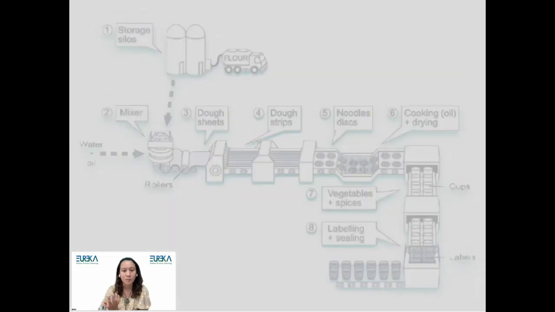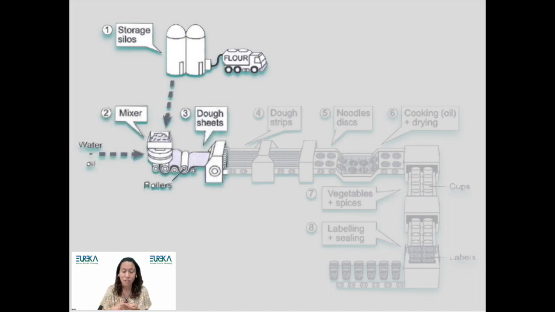So when you're going to write this, we are going to start with the first stage. What is the first stage here? The first stage is the storage silos, right? From the storage silos, the flour is transferred using a truck. And then after that, it is put in the mixer. That is the second stage. In the mixer, the flour is mixed with what? Water and oil, right? Not just flour itself. We are going to mix the flour with water and oil in a mixer.